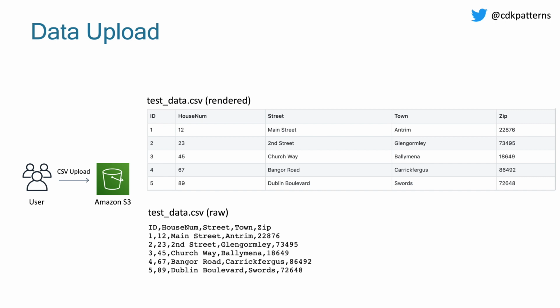Now to start breaking down that full flow, and the first step is that we have our data upload to S3. This is the testdata.csv file that is included with the pattern by default. You can see that it is address information. The file itself contains 5 rows with columns that are ID, house num, street, town, and zip. If you've never seen a CSV file before, you can see at the bottom that each row is just separated by a new line, with each column separated by a comma.